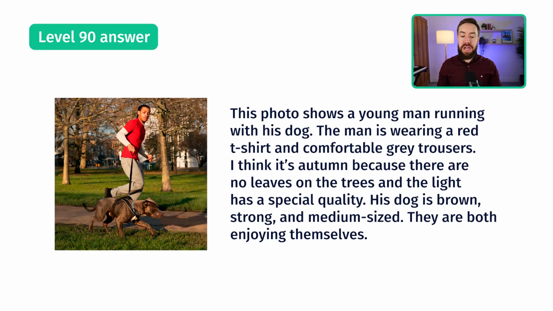So it's for this photo. And it says, this photo shows a young man running with his dog. The man is wearing a red t-shirt and comfortable grey trousers. I think it's autumn because there are no leaves on the trees and the light has a special quality. His dog is brown, strong and medium-sized. They are both enjoying themselves. Okay, so it's not terrible, but we can definitely improve on that.